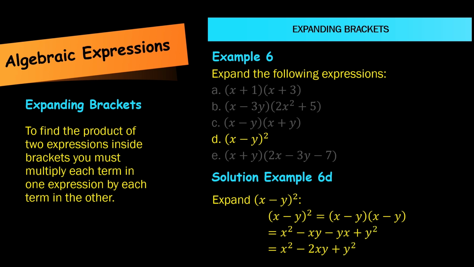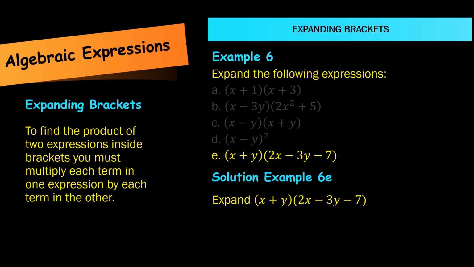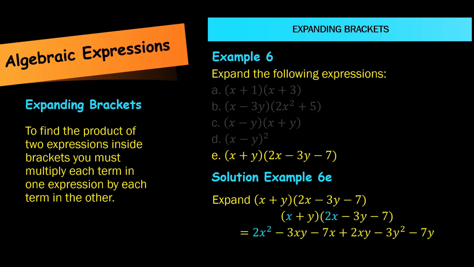And now for part E. We are required to expand x plus y times 2x minus 3y minus 7. So x times 2x, x times minus 3y, x times minus 7, y times 2x, y times minus 3y, and y times minus 7.